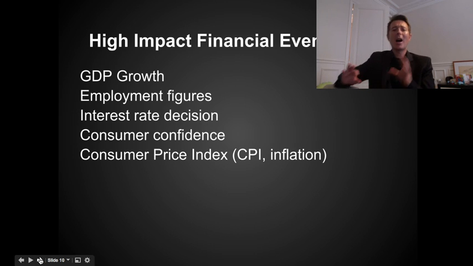Okay, so some of the high impact financial events, I already mentioned them. GDP growth is one, especially the preliminary figures. Once GDP growth comes out for a quarter, like the official figure, usually it's not that much different from the preliminary figures. And because of this, traders react far more to the preliminary figures than to the official end figures. So gross domestic product is important, but especially preliminary figures.